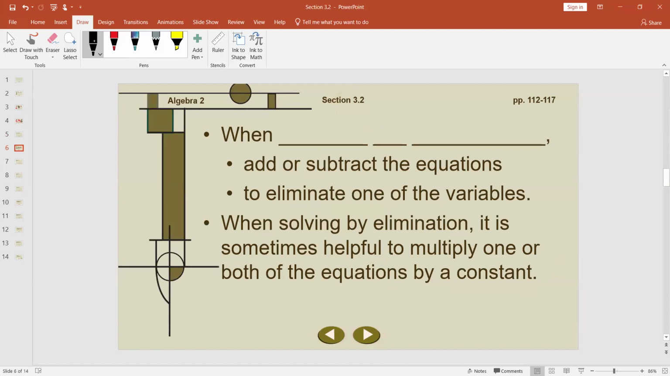The second way that you can solve algebraically is to solve by elimination. When we solve by elimination, you add or subtract one equation from the other to eliminate one of the variables. Now, when solving by elimination, it is sometimes helpful to multiply one or both of the equations by a constant. That's actually what you're going to do the majority of the time in order to turn one of the variables' coefficients into the opposite of the other's.